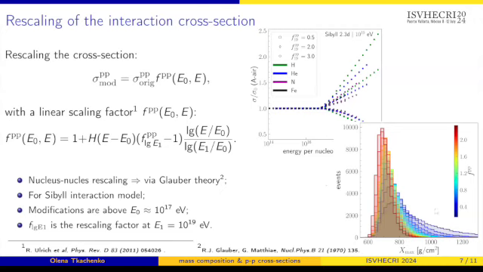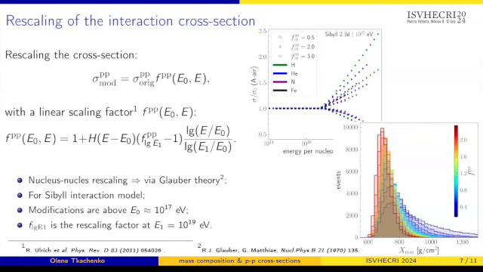Here one can see the change in the X-max distribution shape as a function of the rescaling factor. The example here is shown for the proton X-max distribution, and one can see that with the increase in the rescaling factor, we get a more narrow distribution as well. The X-max value gets smaller, and one can also clearly see how the tail of the X-max distribution changes with the change in the rescaling factor.